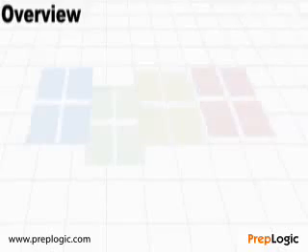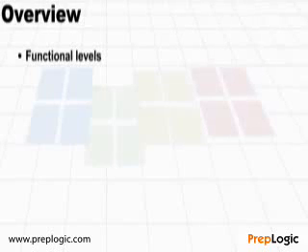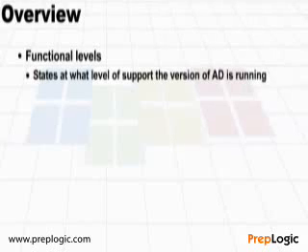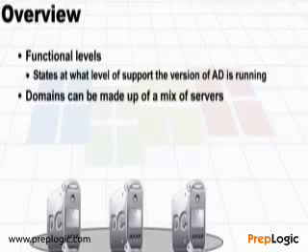Many of these new features in Windows Server 2003 rely on what are known as functional levels. Now, an Active Directory functional level basically states what level of support your version of Active Directory is running at. One thing that you need to remember is that a domain can be made up of a mix of different servers, a mix of different domain controllers.